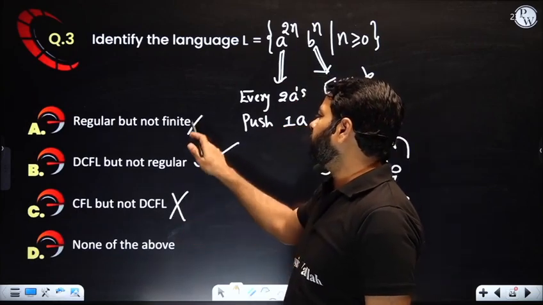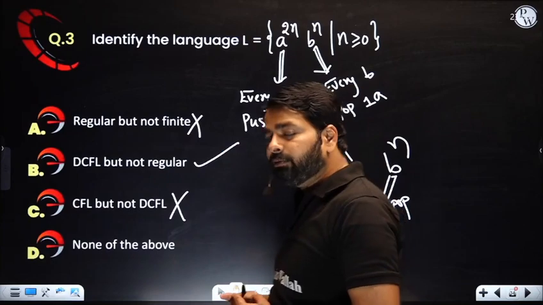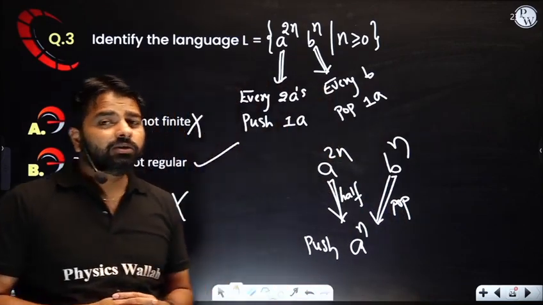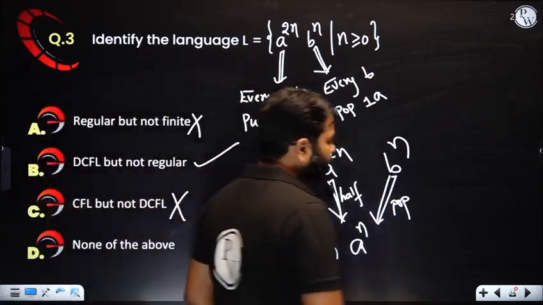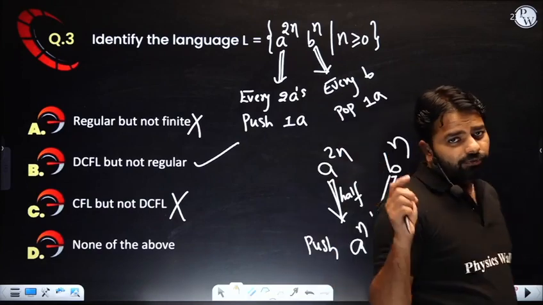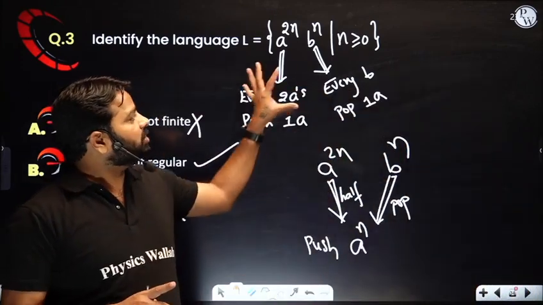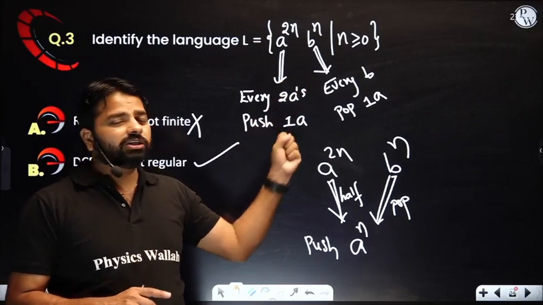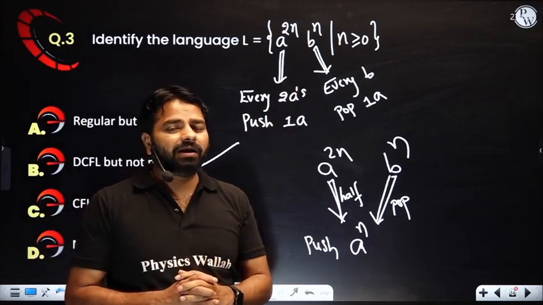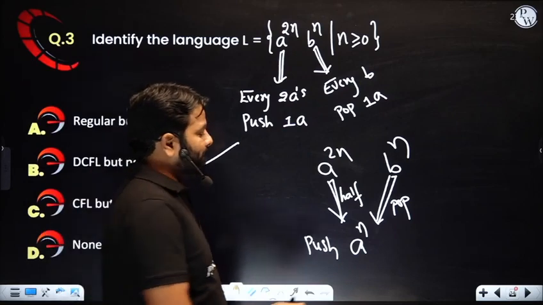That's why it is DCFL but not regular. Anyhow, you can't say it is not DCFL. You can design this machine deterministically using the stack. And if you do not know what a DPDA is, it's going to be your homework, because the logic is given to you. Using this logic, you should be in a position to design a DPDA.